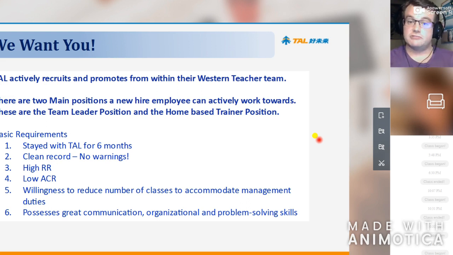And a willingness to reduce the number of classes to accommodate management responsibilities and duties. So you need to cut down the amount of classes you have. Before I became TL, I had 25 classes. They cut that down to 11 classes. So you will be expected to reduce that number so that you can handle your team. You must possess great communication, organization, of course, problem-solving skills, because with positions like these, there are always problems. Of course, they're easy to deal with if you have great problem-solving skills and communication skills.